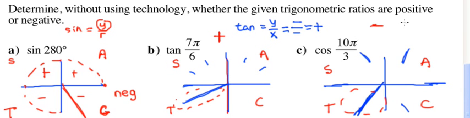Or, the other way to work it out, cosine is x over r. We're to the left here, so x is negative. The radius is always positive. Negative over positive gives us a negative result. So the CAST rule or the ratios both agree. Now, two more.